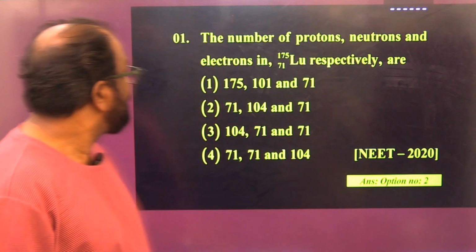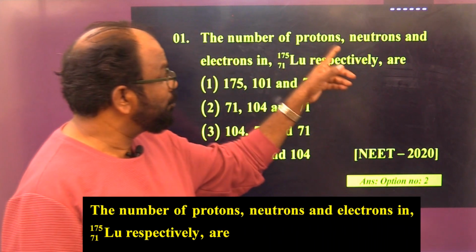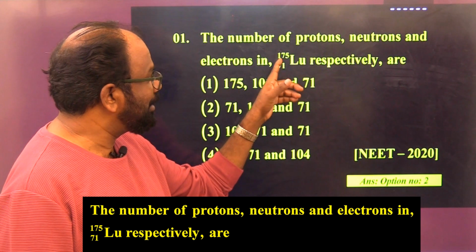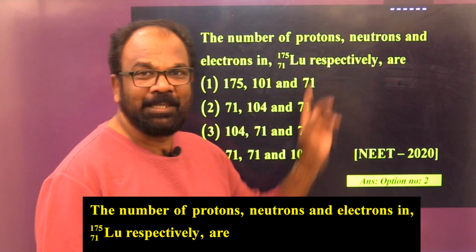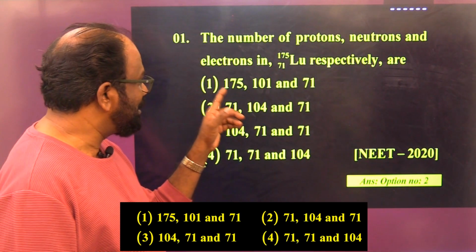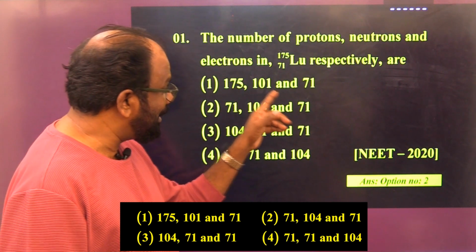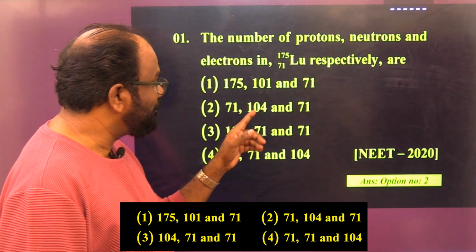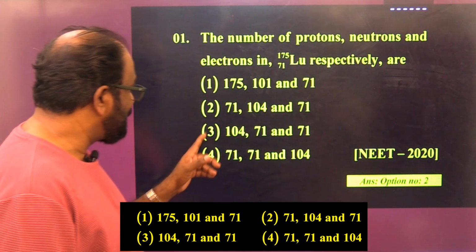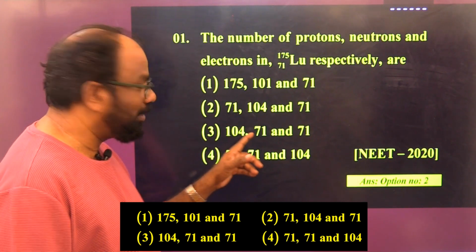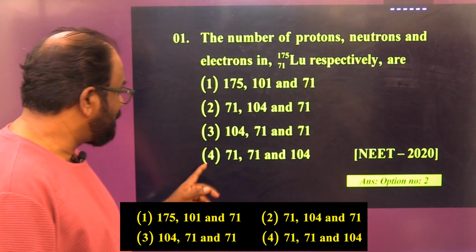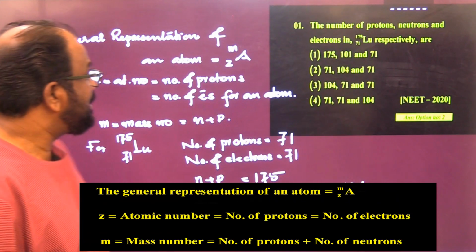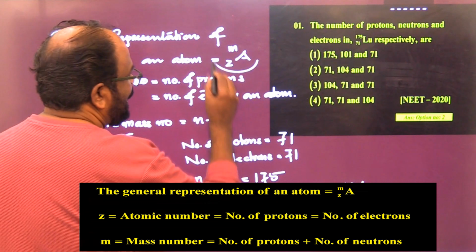Question number 1. The number of protons, neutrons and electrons in lutetium-71, 175 respectively are: option number 1, 175, 101 and 71; option number 2, 71, 104 and 71; option number 3, 104, 71 and 71; option number 4, 71, 71 and 104. See, this is a general representation of an atom.